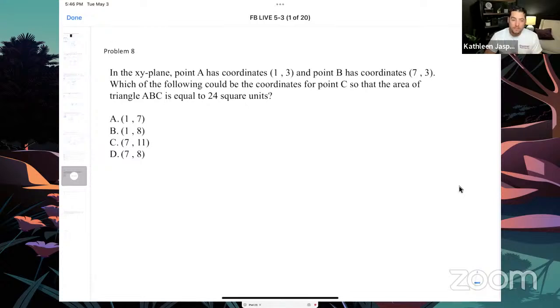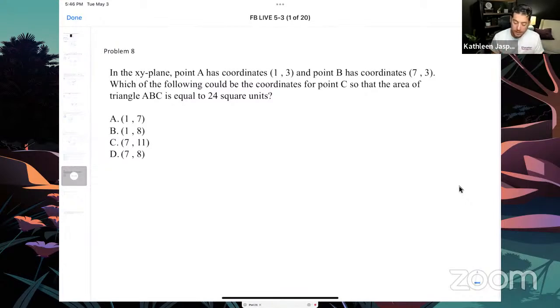Question 8. In the XY plane, point A has coordinates 1, 3, and point B has coordinates 7, 3. Which of the following could be the coordinates for point C so that the area of triangle ABC is equal to 24 square units?